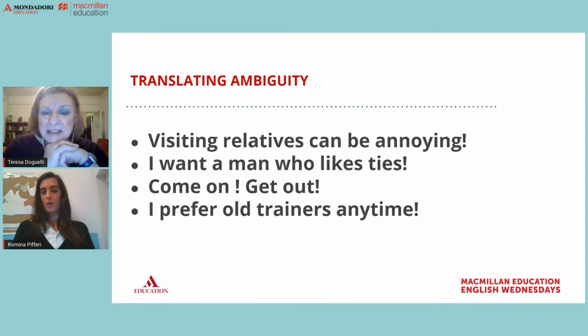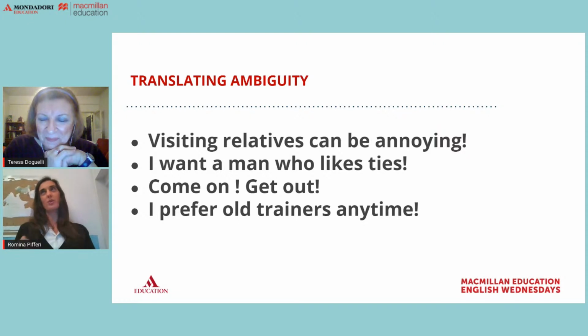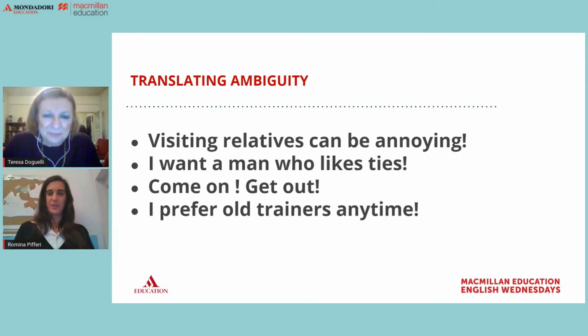But what about ties as in connections, commitment, attachment, emotional? In that sense, voglio un uomo a cui piace... non diciamo così, we say voglio un uomo che sia empatico, voglio un uomo che sia sociale. We don't say a cui piacciono le connessioni. It's not very common, so we would change the sentence in that case a little bit.